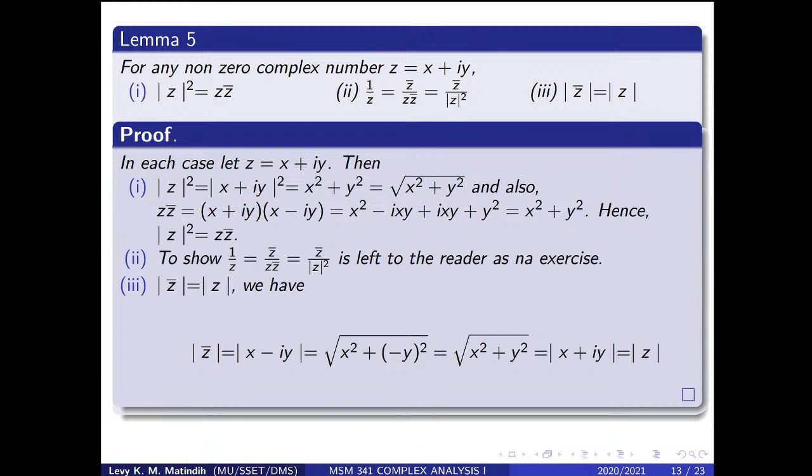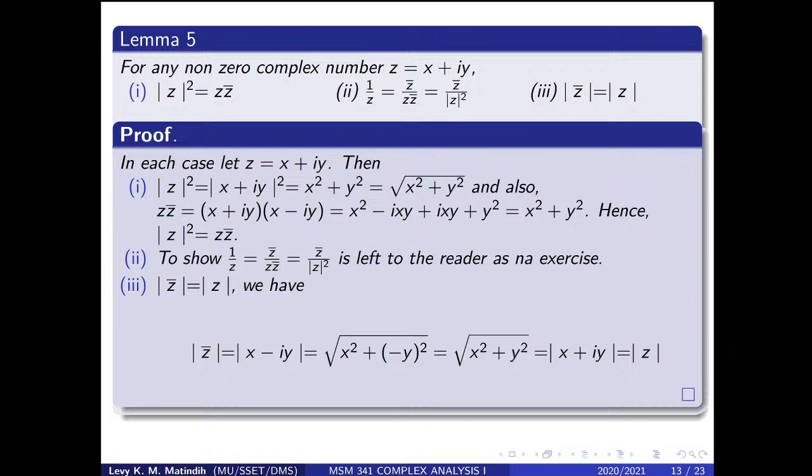And the reciprocal of z, which is 1 over z, is equal to the complex conjugate of z divided by the square of the modulus of z. And the last one is that the modulus of the complex conjugate of z is equal to the modulus of z.